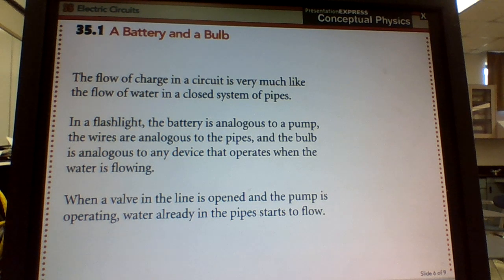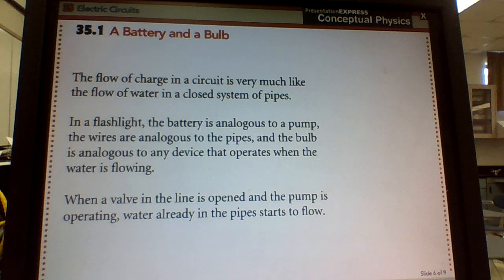So flow of charge in a circuit, again, is very much like the flow of water in a closed system of pipes. We talked about this in chapter 34. It's a good analogy. It's not perfect, but it definitely works to a certain extent. And so in a flashlight, the battery is analogous to the pump that would push the water around. The wires are analogous to the pipes. The bulb is analogous to any device that operates when the water is flowing, maybe a fountain or a sprinkler, whatever it happened to be.